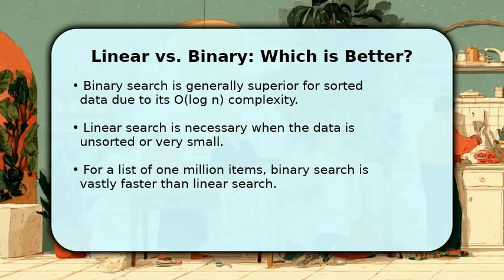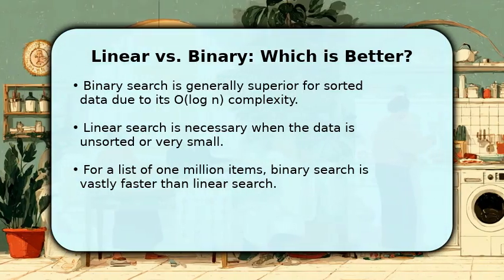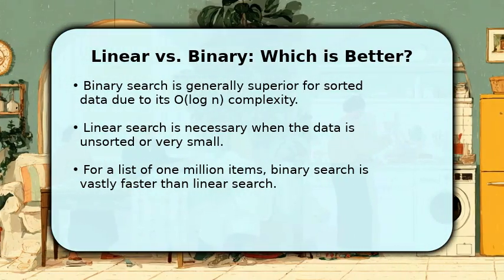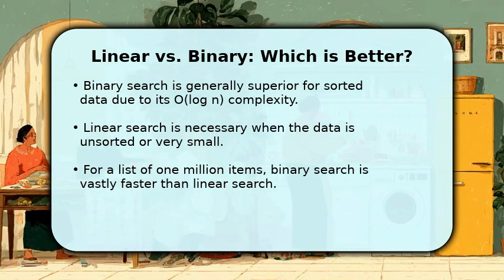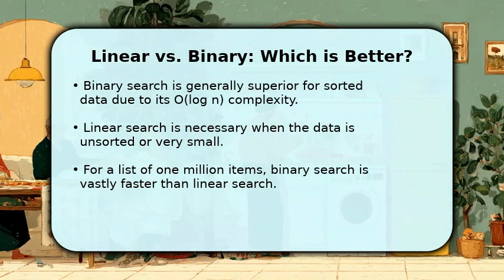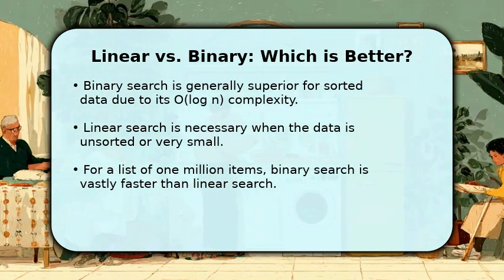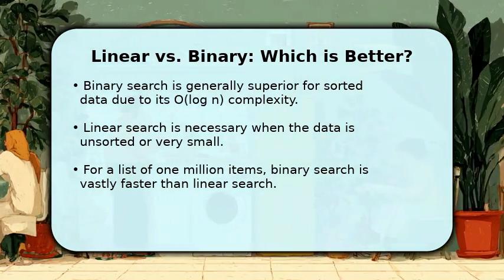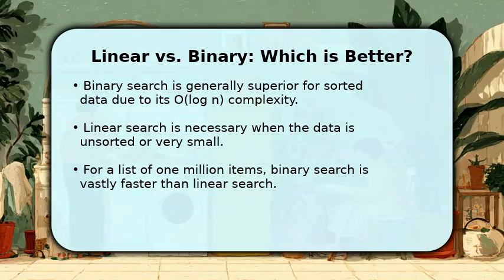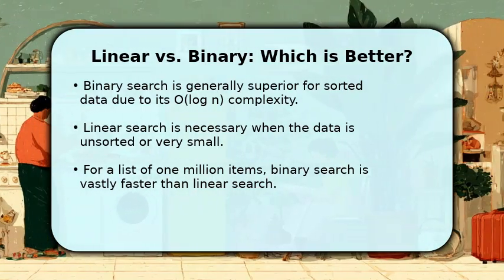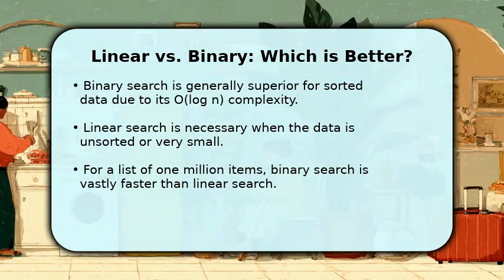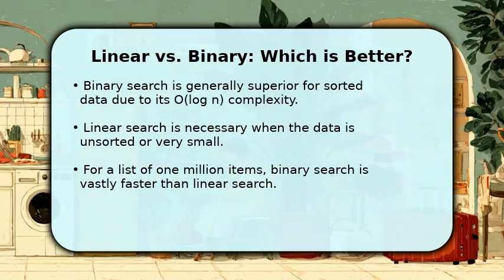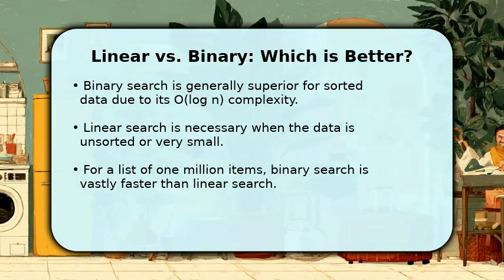So, which is better? For unsorted data, linear search is your only option. However, for sorted data, binary search is overwhelmingly superior due to its logarithmic time complexity. For a list of 1 million items, linear search might take 1 million steps, while binary search could find it in about 20 steps. Always prioritize binary search when your data is sorted for optimal performance and efficiency in your Java applications.